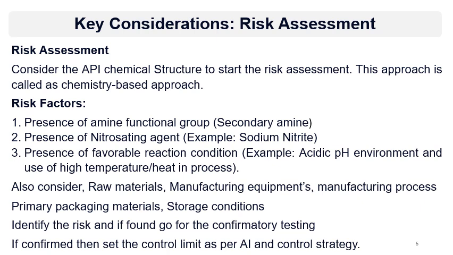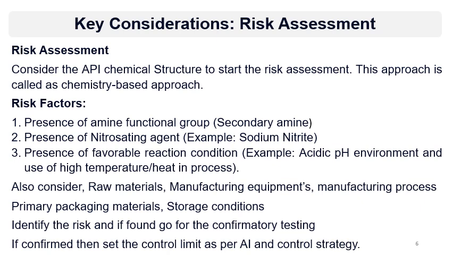Now another key consideration is the risk assessment. So first of all, during the risk assessment, do the literature search regarding the API, regarding the finished product if you are working on the generic formulation. Also take the literature from DMF, or use DMF as a strong literature base. Also ask the API vendor or API supplier for their literature regarding the nitrosamine impurity for the particular API. Consider the API chemical structure to start the risk assessment. This approach is called the chemistry based approach.